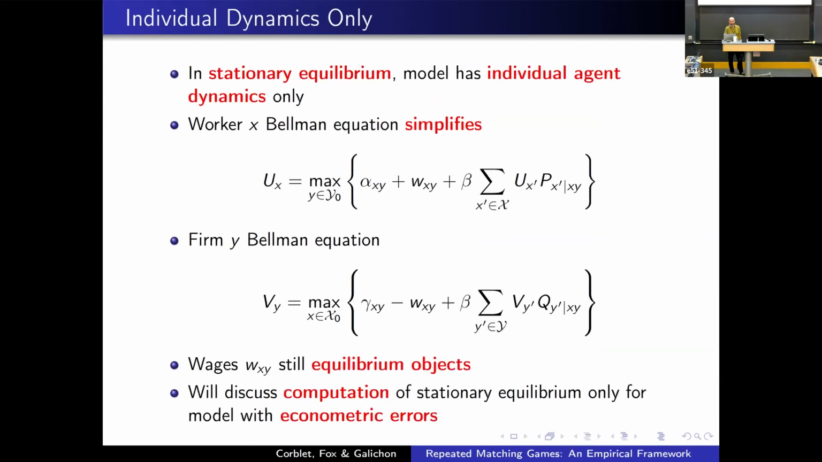If there are individual worker dynamics, then we write down the worker and firm Bellman equations. They're pretty simple now, almost trivial compared to previously, because the M and N got dropped. But we still should think about the wages as equilibrium objects. They still arise from supply and demand competition in the matching market and still need to be computed, but workers and firms are best responding to them, and they don't change over time.